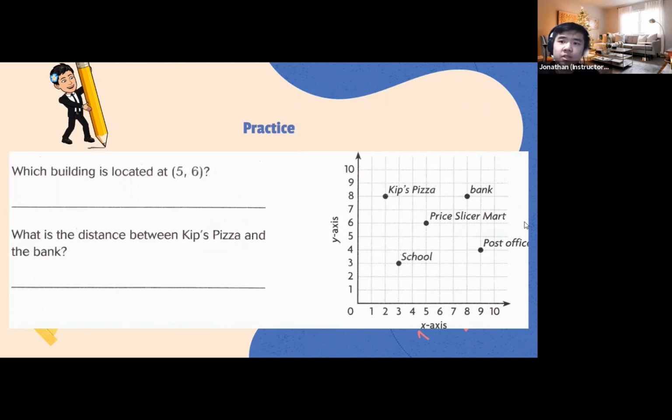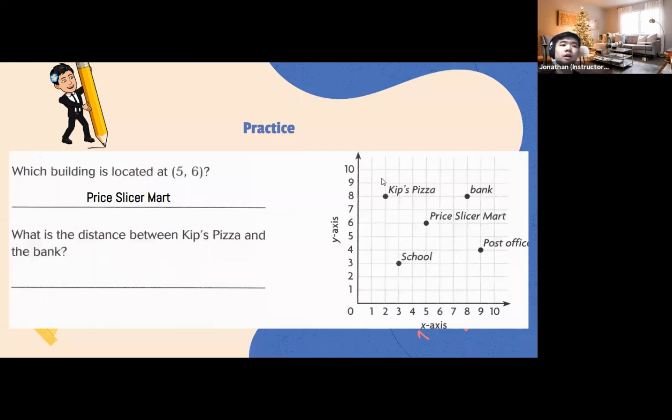All right, so hopefully that was enough time. We're going to go over them right now in case anyone has questions. So, first question: which building is located at 5, 6? This one was pretty easy. You just look at the first number. X is 5, so you look at 1, 2, 3, 4, 5, and then we go up 6 because it's at the sixth part. So 1, 2, 3, 4, 5, 6, and the only possible answer was Price Slicer Market, which hopefully you guys got.